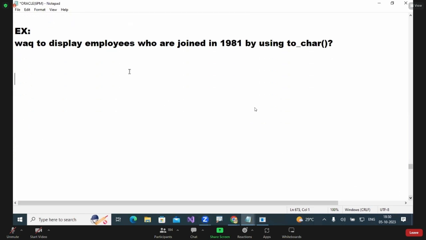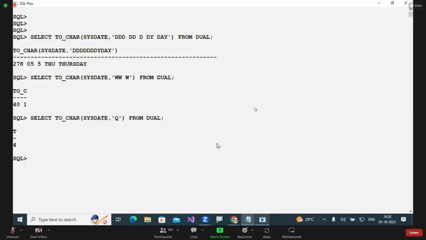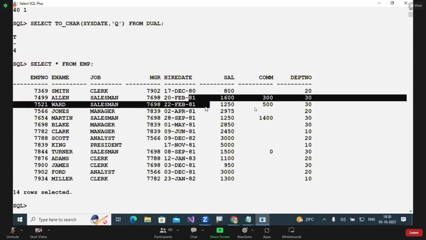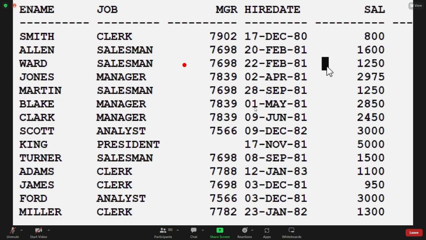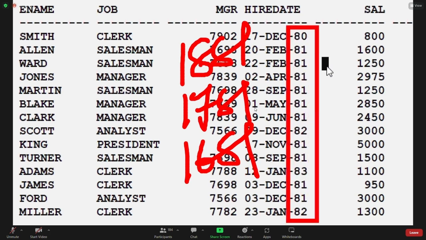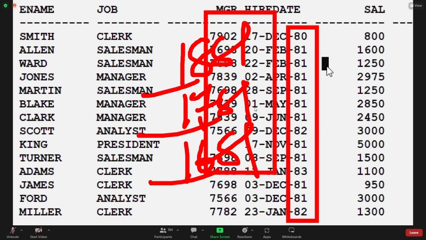So now here I wanted 1981. Can you remember in my early classes I said, how do I know these people joined in 1981? Maybe there is a chance these people joined in 1881, or 1781, or 1681. So there may be anything because we have only the last two digits here. The last two digits are 81, but it may be 18, 17, or 16.